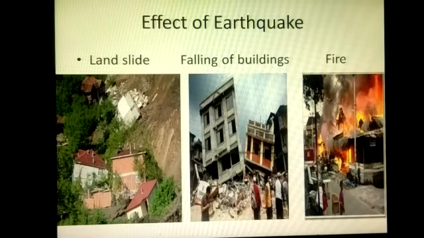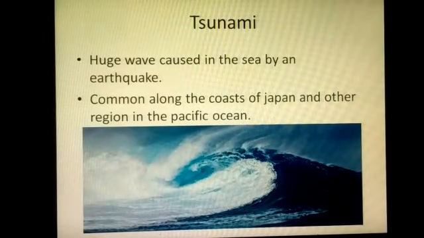Now let us see about tsunami. An earthquake which originates below or near the sea causes great disturbance in the water. The floods and waves cause great loss of life, sometimes more than the earthquake itself. Tsunami, a Japanese term, is the name given to the huge wave caused in the sea by an earthquake. Tsunamis are common along the coast of Japan and other regions in the Pacific Ocean.